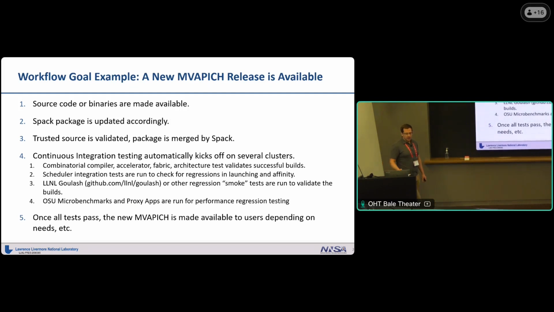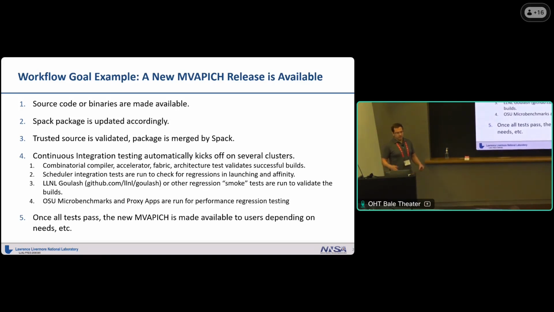First, let's say a new MVAPICH release is made available. Source code, or possibly binaries if it's MVAPICH Plus or GDR, are made available. The MVAPICH team updates their Spack package, so they have the correct variants if needed and the correct versions. The trusted source is validated somehow, so we know there's no malicious code in there and everything's good to go. Once that package is merged by the Spack maintainers, ideally that would kick off continuous integration testing right away, so we could get ahead of any cluster compatibility issues.